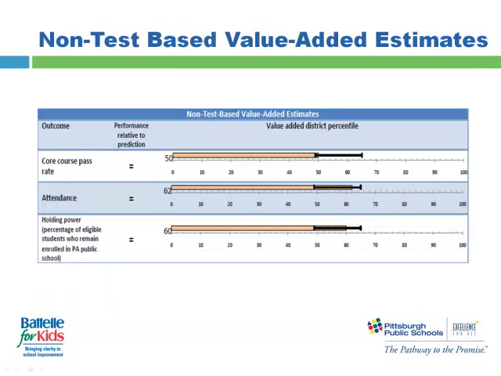This is a non-test-based value-added report. It takes into consideration the contribution of the school on some non-tested items. These reports are read and interpreted the same way as the test-based value-added reports. The one big difference is that these results are compared to the district only. This report is telling us that this school has impacted core course passage rate, attendance, and holding power within the average of the district.